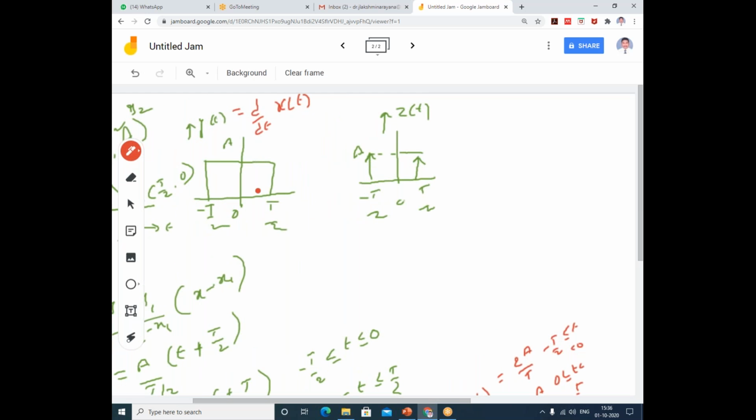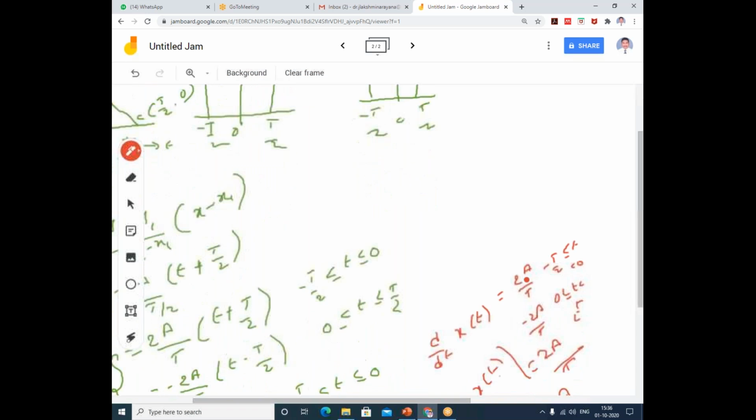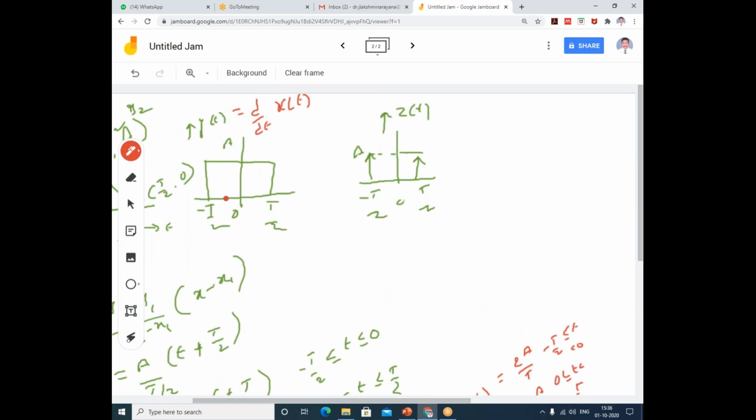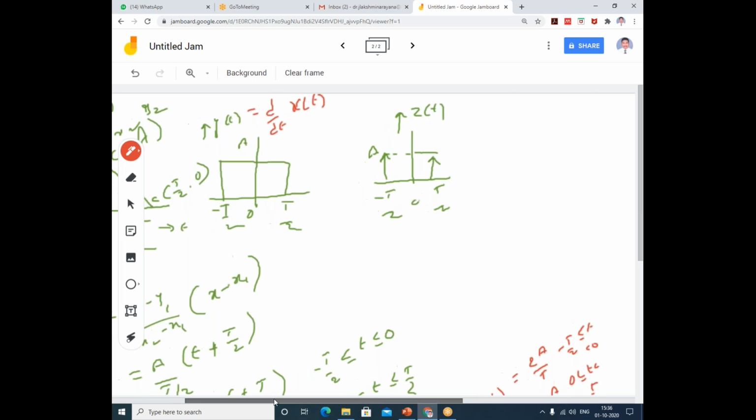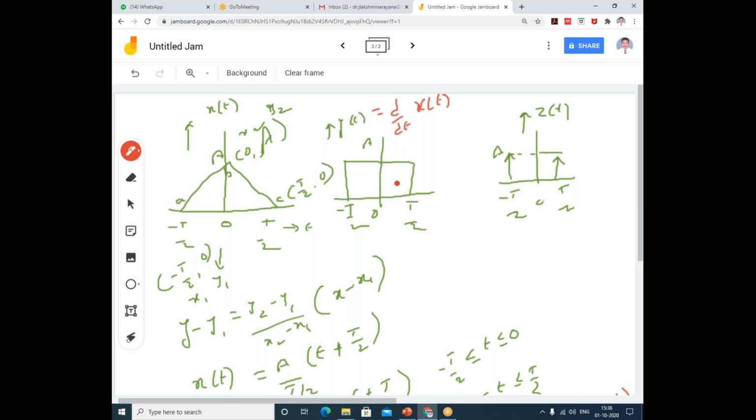So this equation, the differentiation of x of t, is nothing but your y of t. Please try to understand. Already I have drawn a y of t waveform. So to get this y of t, you just need to differentiate this. You will get this y of t. Is it clear now? Please post it in the chat box. Jyoti, is it clear, Amma?